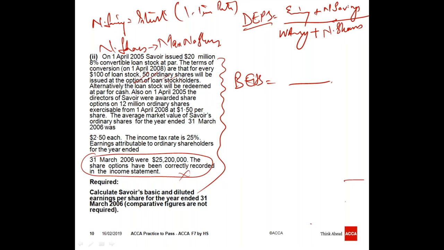Also, on 1st April 2005, Ryder Xavier were awarded share options of 12 million ordinary shares. Options for ordinary shares from 1st April 2004 at 1.5 per share. The average market value of each share is 2.5. Income tax is 25, and profit attributable is 25200.